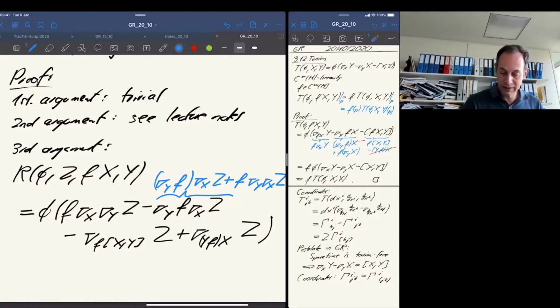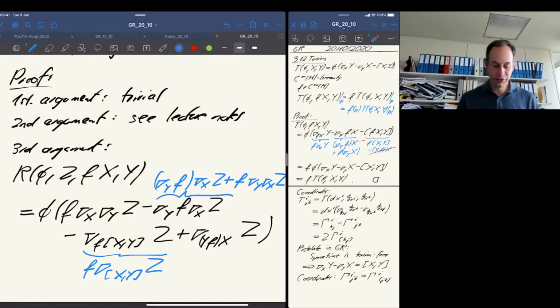I think this is again easy now because we know very well that the covariant derivative is C infinity linear in the direction argument. So I get something like this. Here, I can just take out the f. And for the last term, let's see. Yeah, I think we can do the same.